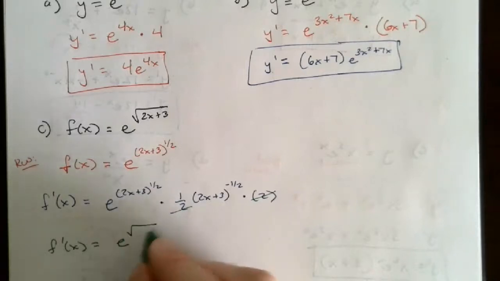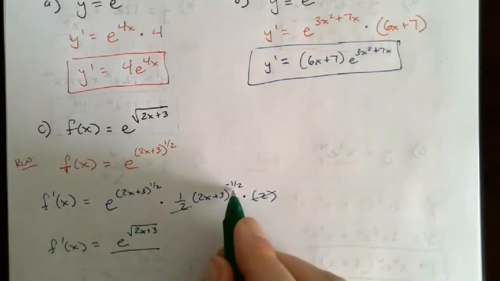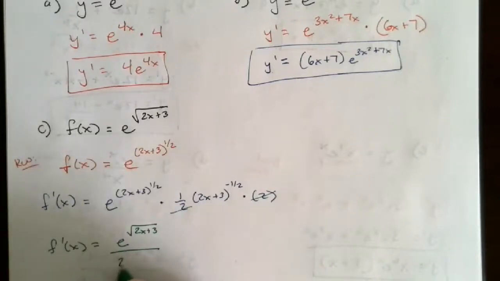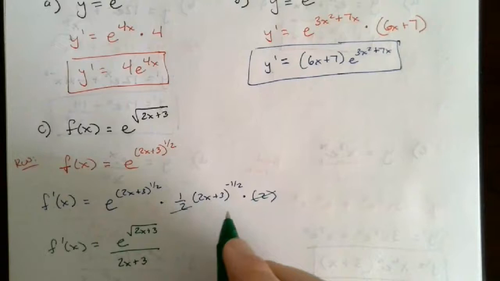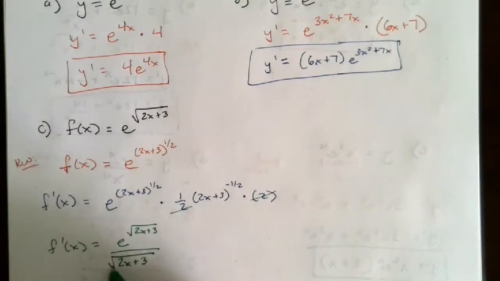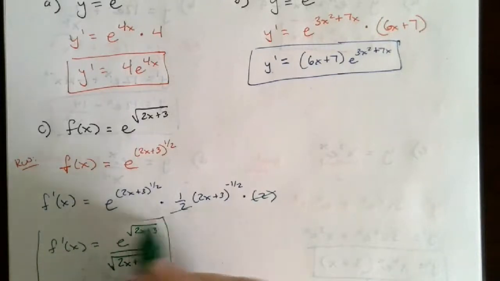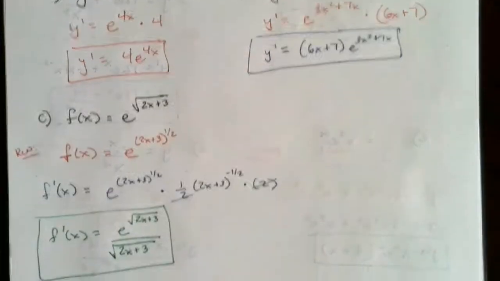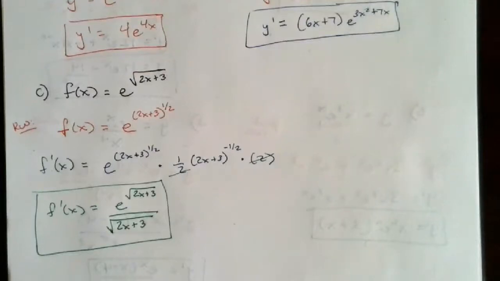I could really write that as the square root of 2x plus 3 again, over, because the negative exponent moves it to the denominator, this will be 2x plus 3. And then the 1/2 power on this tells you it's the square root in the denominator. So the derivative here is e to the square root of 2x plus 3 over the square root of 2x plus 3.